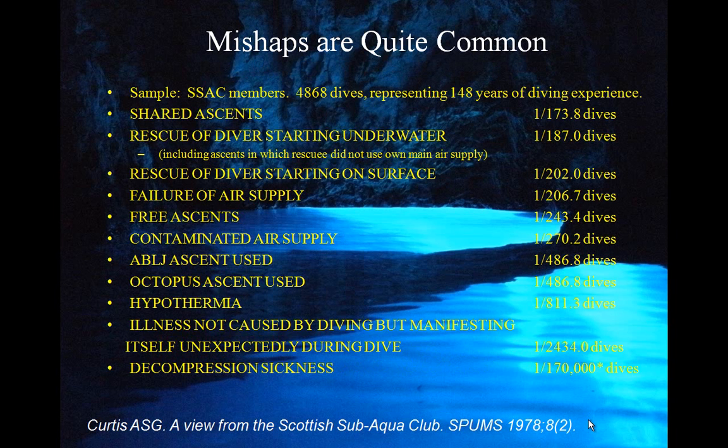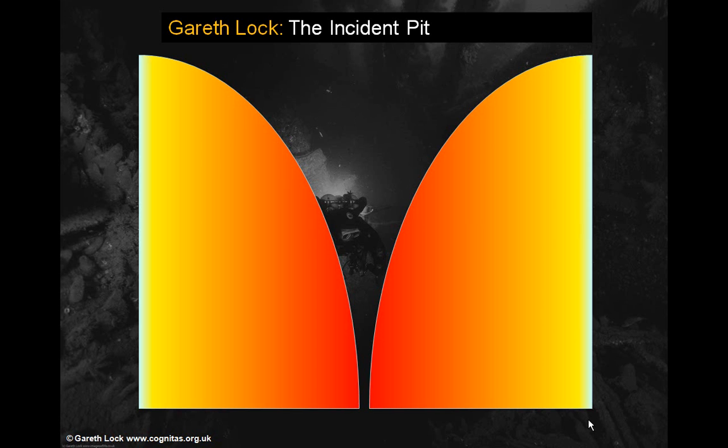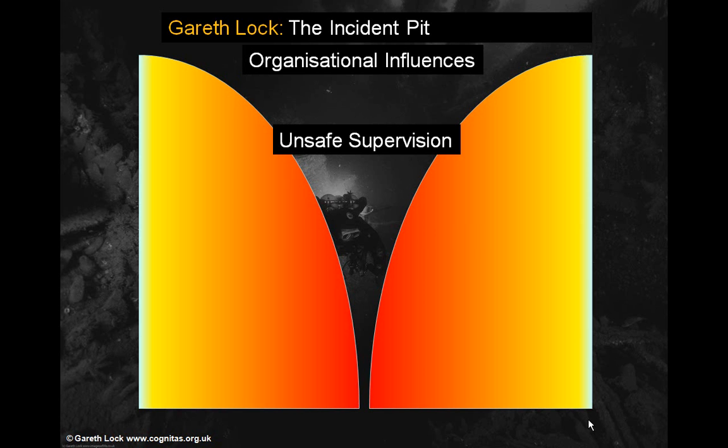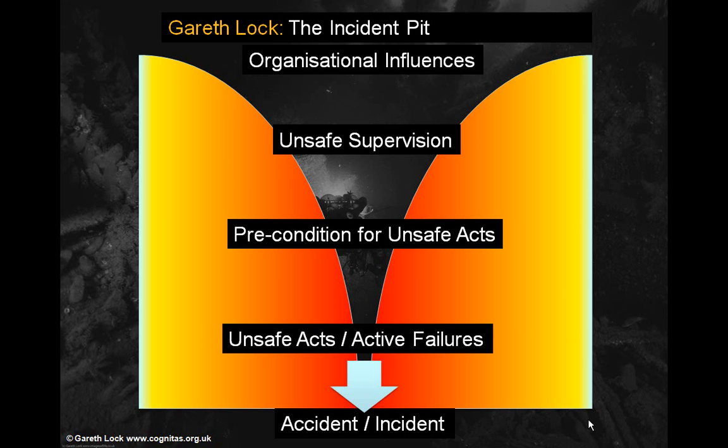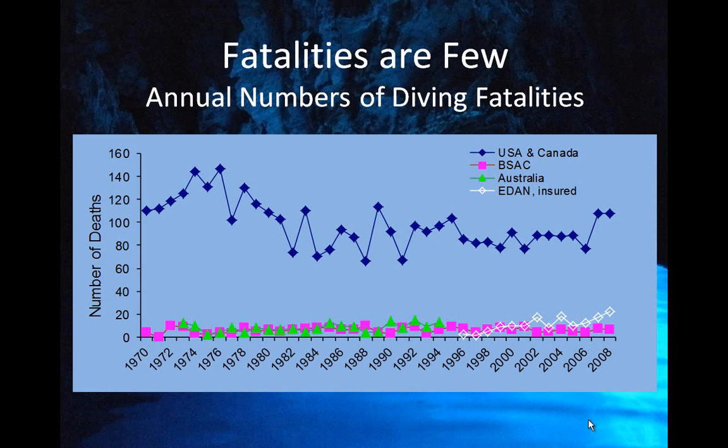Well, mishaps are quite common. There was one study, published in UHMS, long ago in 1978, that shows quite frequent mishaps, but because we have good training and organization, we overcome these mishaps and injury does not occur. What helps us prevent injuries and fatalities? Garrett Lock has a very nice in-depth presentation about that. He talks about all these organizational influences that practically prevent accidents, or if they fail one by one, then we get into an accident or incident situation. So fatalities are few. We know that.